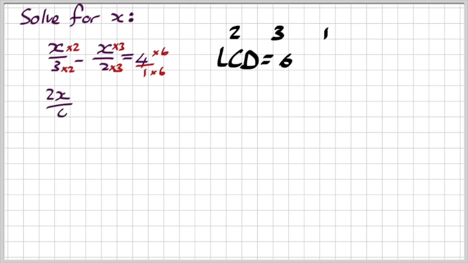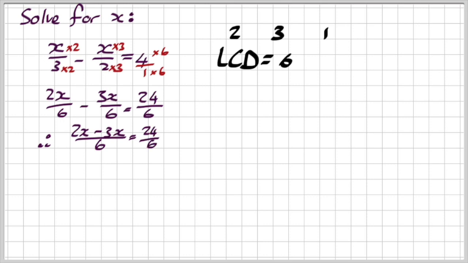So I'm first of all going to try and get my denominators the same. My first one, I'm going to end up with 2x over 6 minus 3x over 6 equal to 24 over 6. On the left-hand side, I could just as well write this as a single fraction. In the exams, ladies and gents, I'm actually going to skip that step. I'm just going to jump from that step to making it one fraction. And you'll now see why I do that.